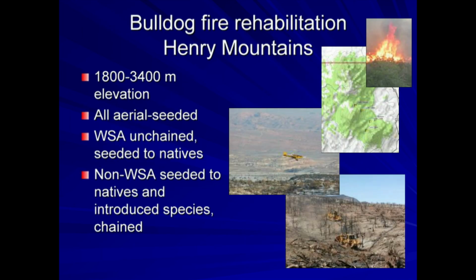However, we went to the Bulldog fire, which burned in the summer of 2003, if I remember correctly. And Jim Davis and his crew measured what happened, and I went up and did some measurements. What happened after, you had two different areas. You had a wilderness study area where you can't do any chaining and you seeded native species, and then you had some state land and BLM non-wilderness study area where they could chain, they could broadcast, they could seed introduced species. This illustrates the problem of doing rehab studies.